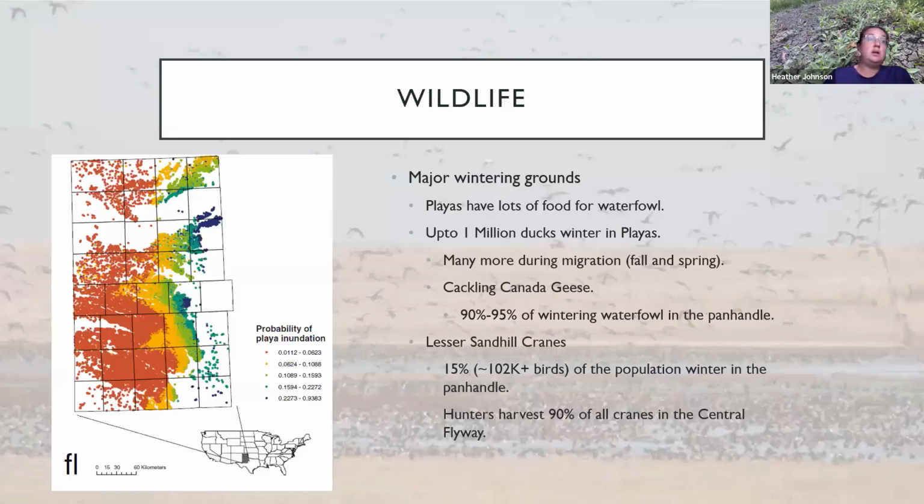Then I'm also going to hit on some wildlife. That left image there is the probability of playa inundation. Obviously, the further you move west, that probability drops drastically, the frequency of inundation. And then it increases as you reach the further east regions, getting near the edge of the caprock, which we call here.